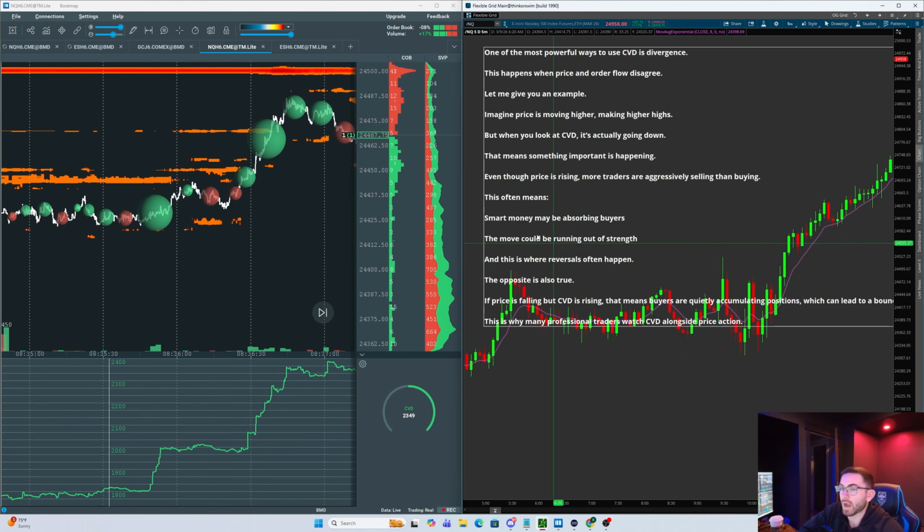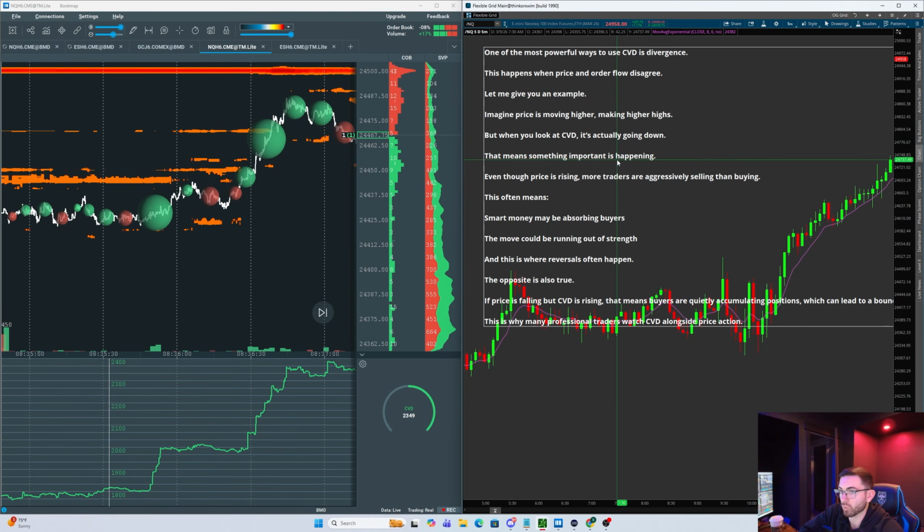Now, one of the most powerful ways to use CVD is through the use of divergence. This typically happens when price and order flow disagree. If you guys have been in my live streams for the past week, we've been seeing a lot of this. But let me give you an example, okay? Imagine that price is moving higher, making higher highs and higher lows. But when you look at CVD, it's actually going down.